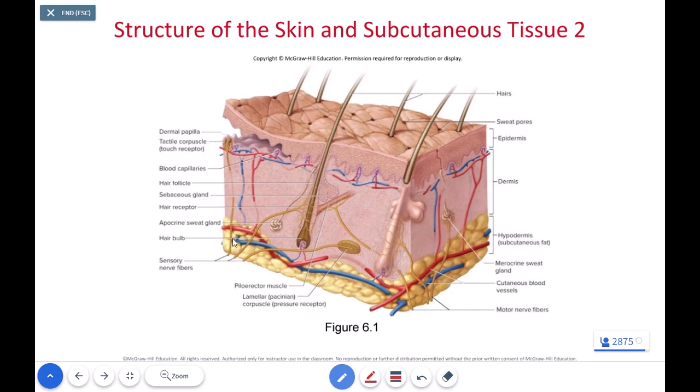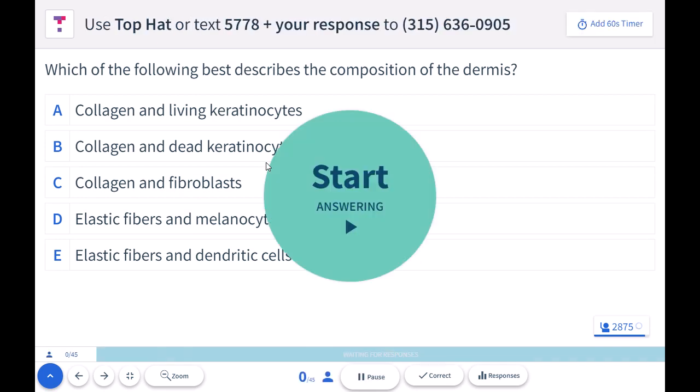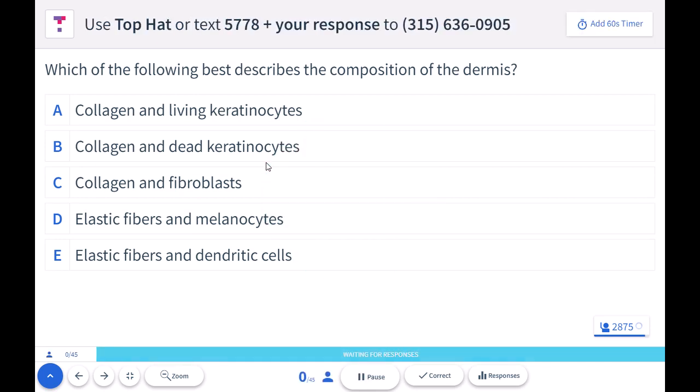So here we have our hypodermis, that thick layer underneath the skin, made up of a lot of adipose tissue and a little bit of areolar tissue to help bind everything together. So let's do another concept check. Which of the following best describes the composition of the dermis?